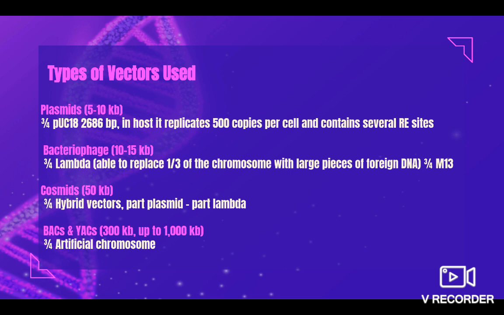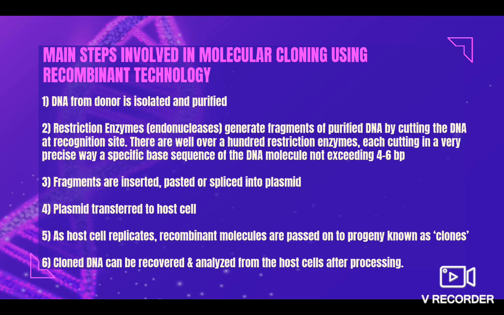BACs and YACs. Steps involved in molecular cloning using recombinant technology. First, DNA from the donor is isolated and purified. Second, restriction enzyme endonucleases generate fragments of purified DNA by cutting the DNA at the recognition site. It is very important to know that each restriction enzyme has a specific recognition site. Third, the fragments are inserted, pasted or spliced into the plasmid.